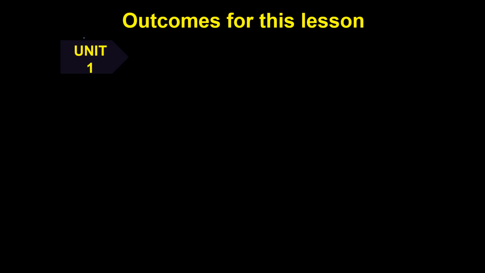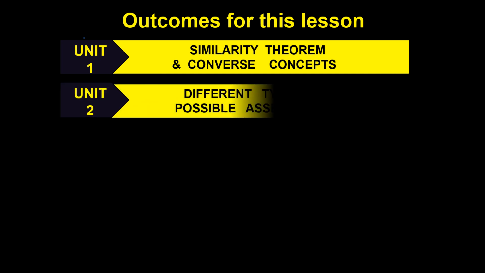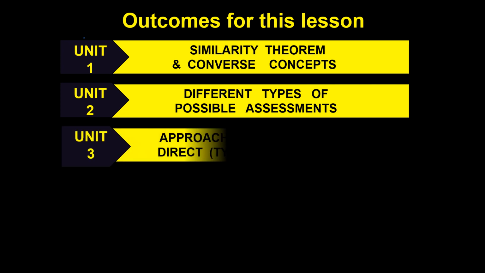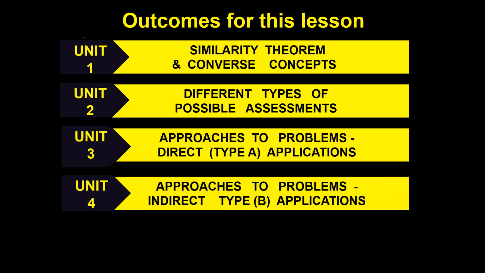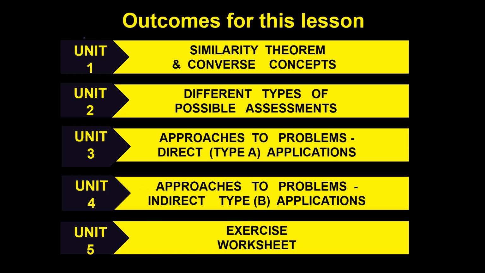This lesson consists of 5 units. The first one, we're going to look at the similarity theorem and its converse and all the concepts relating to the similarity theorem. Then we're going to look at the different types of assessments on using the similarity theorem. Then there are two types of applications. The first one I refer to as direct. We're going to look at some problems that are direct applications, and then we also have problems that I refer to as indirect applications. And then, as usual with all the videos, there's always an exercise worksheet. Hope you will enjoy the lesson.